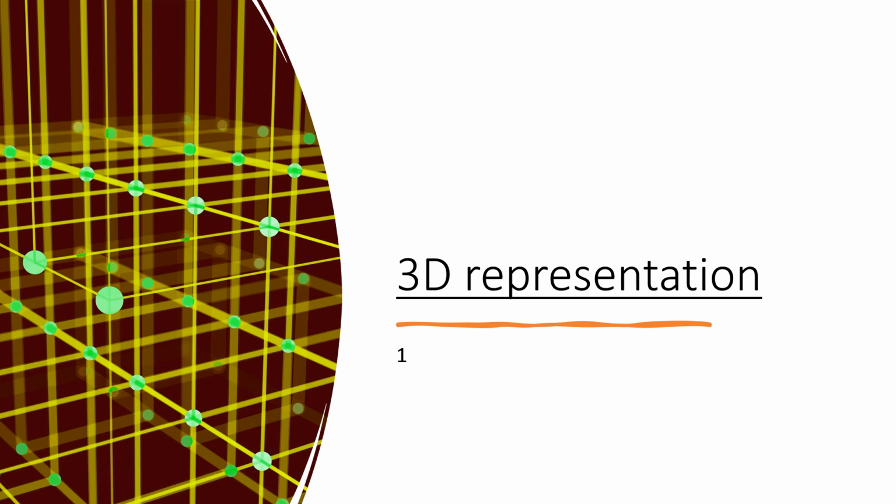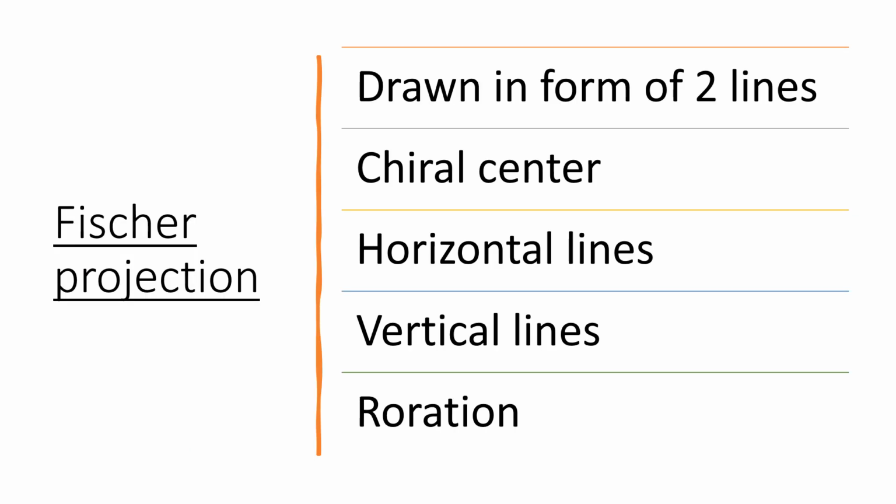There are three important methods for such representations, that is Fischer projection, Sawhorse projection, and Newman projection. In this video, we'll be looking at Fischer projection.